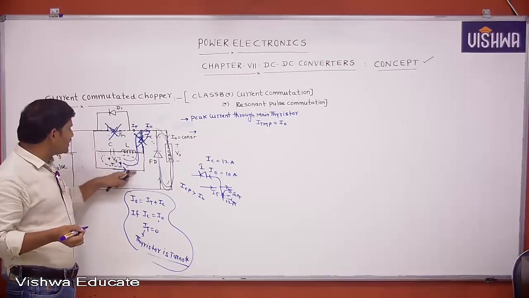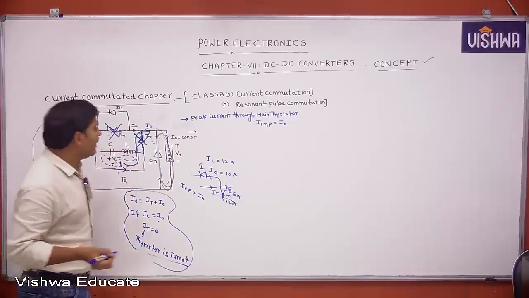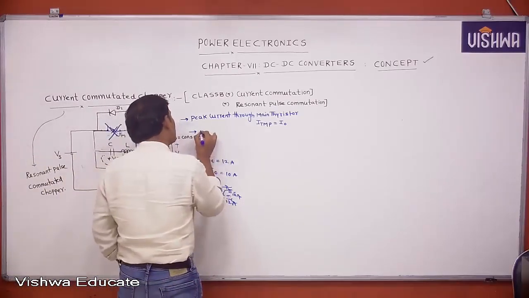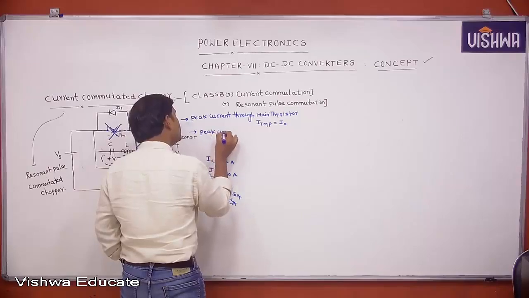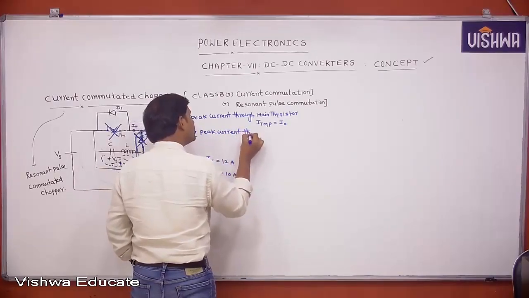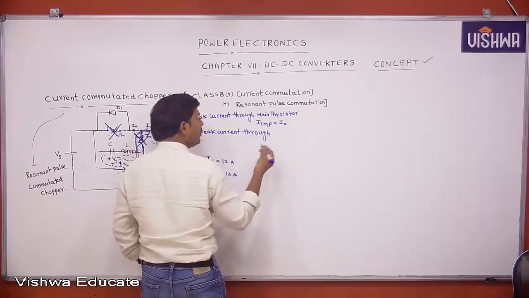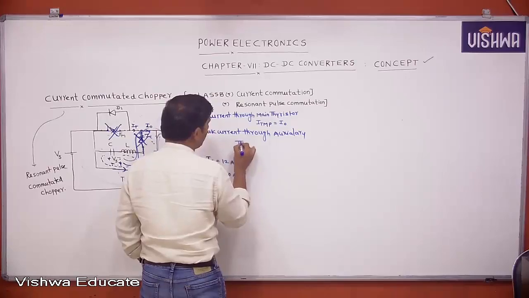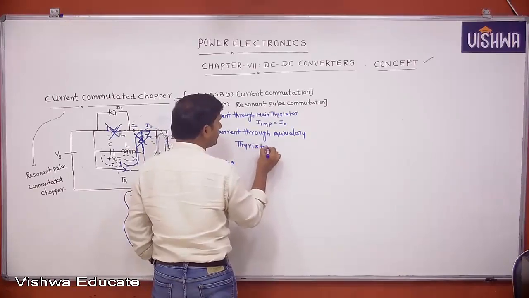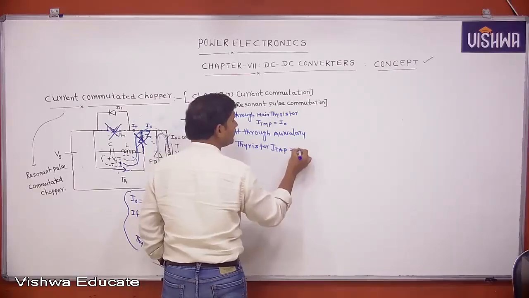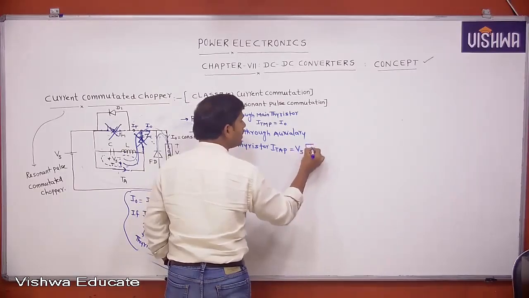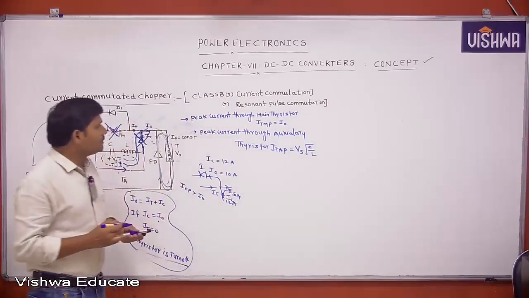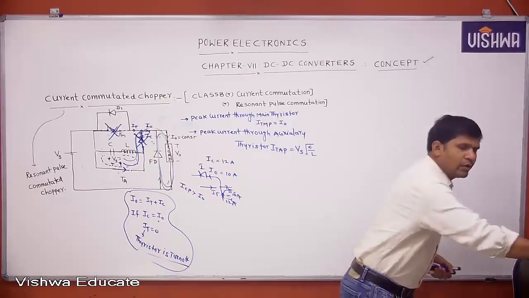Next. What is the peak current through the auxiliary thyristor? The auxiliary thyristor is conducting in which circuit? The LC circuit. In the LC circuit, the maximum current is Vs into square root of C by L. That is the peak current through the auxiliary thyristor. Note it down: ITAP equal to Vs into square root of C by L, because it is supplying the current in the LC circuit.